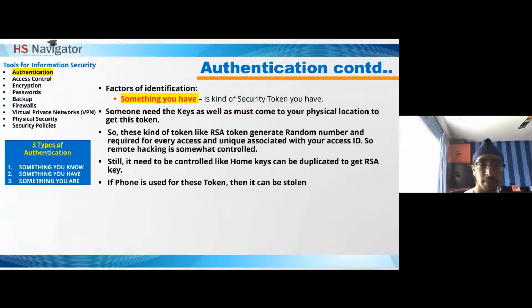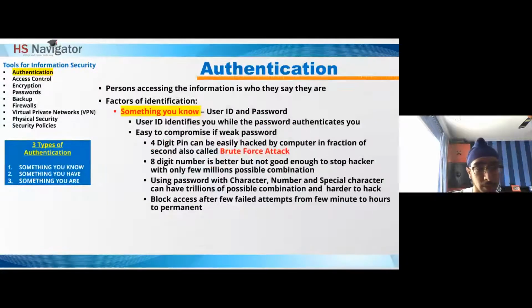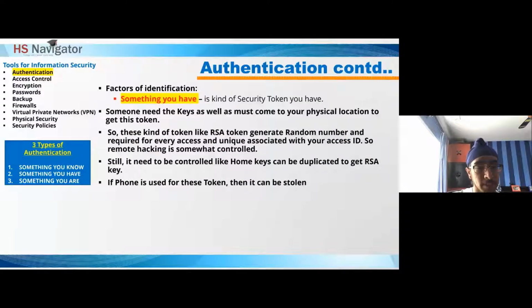So the idea of passwords and usernames is something that you know. The next factor of identification you can use is something that you have, like a security token. Someone who needs the keys or that information needs to come to your physical location to get this token. A lot of companies use what are called fobs that have randomly generating keys on physical devices, and they're not connected to the internet or anything. So the only way to access the information is if they come to your physical location and have access to that physical security token that you have. So that's another way you can do authentication.